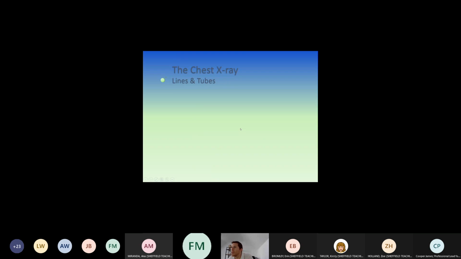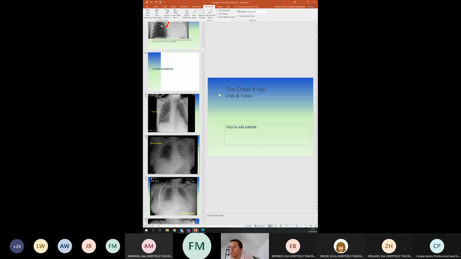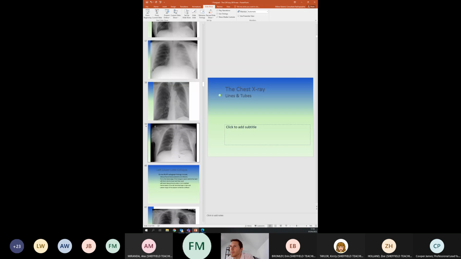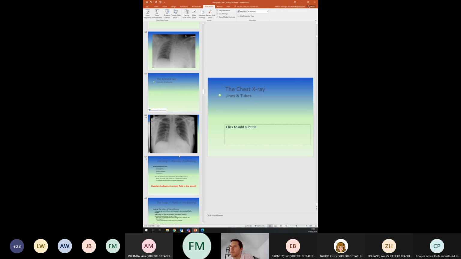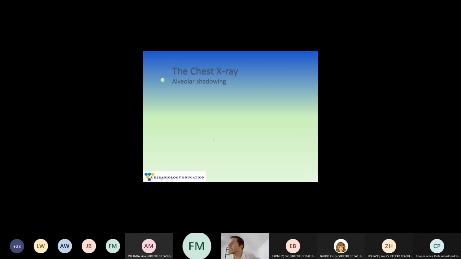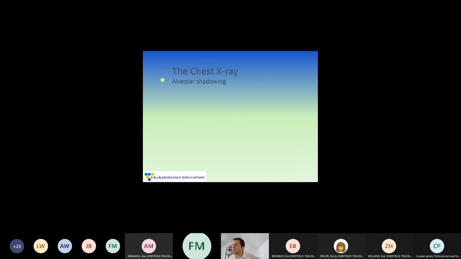Don't think we need to talk about that just yet. I'll skip forward to consolidation. So consolidation is also called alveolar shadowing, airspace shadowing. It took me about 6 months of my chest X-ray reporting course to realise that alveolar shadowing was the same as consolidation. I kept trying to work out what the difference between them was, but they're exactly the same thing.